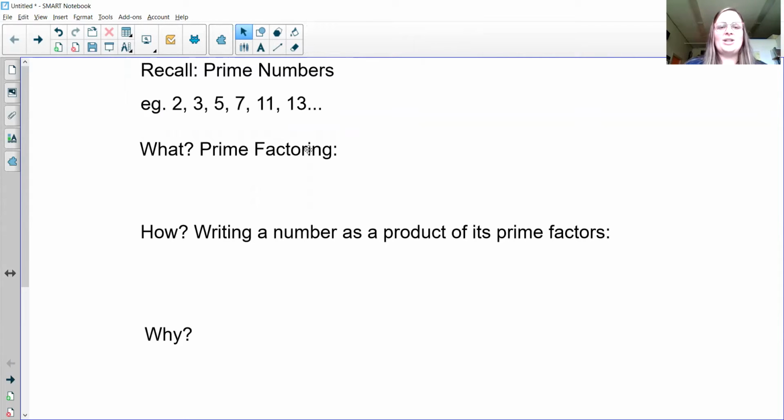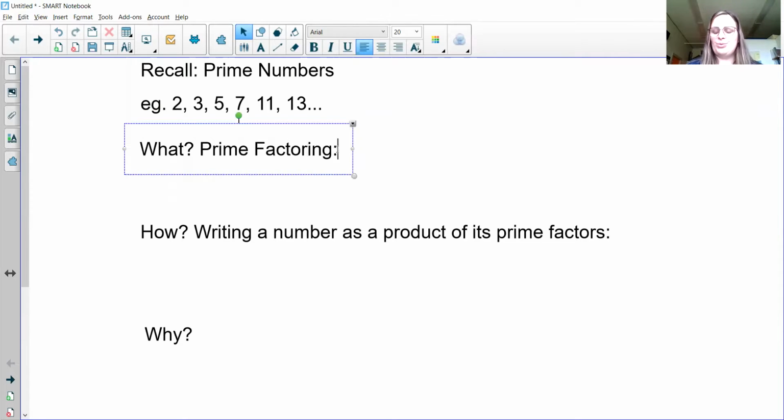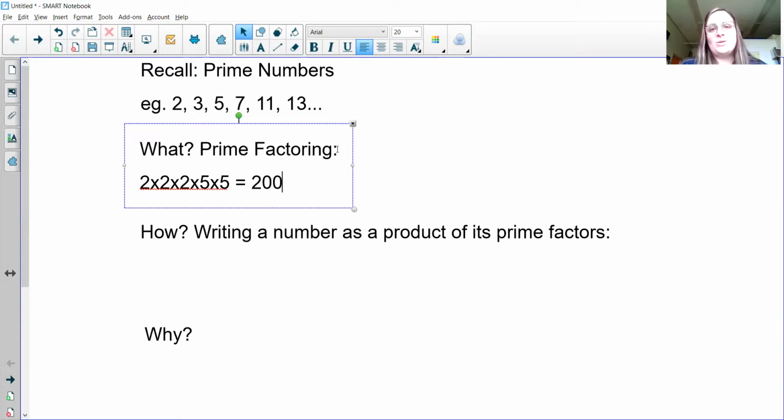So prime factoring is the ability to break down any number, any composite number, which is any number that's not a prime number, into a product of its prime numbers. So for example, the number 200 is 2 times 2 times 2 times 5 times 5. So 2 times 2 times 2 times 5 times 5 will equal 200. So that is what prime factoring is.